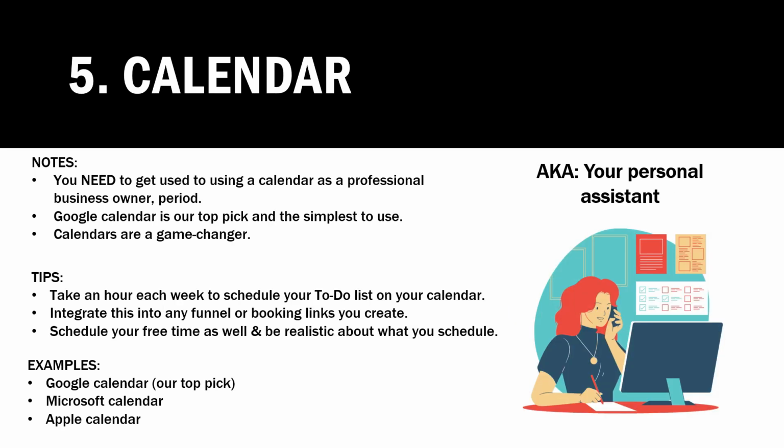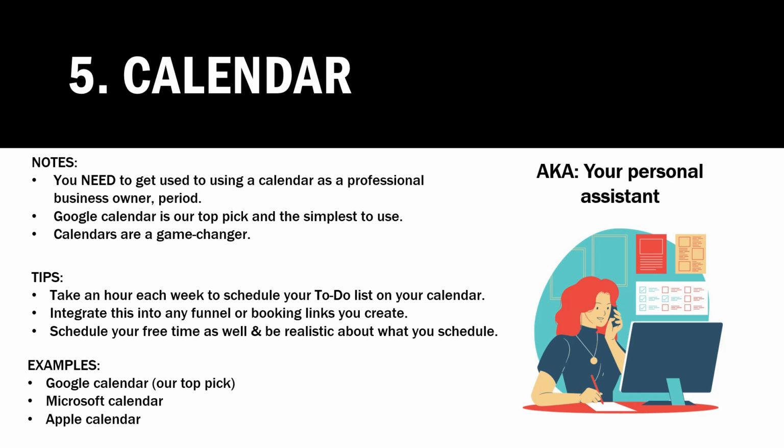Next, you're going to have to get a calendar. If you want to be a professional business owner online, you need to schedule your time and have a calendar you keep track of. Think of your calendar as your personal assistant. We've done a lot of research and we found that Google Calendar is the most universally accepted and easiest to integrate calendar out there, and there's a lot of people that agree. So we'd recommend Google Calendar.